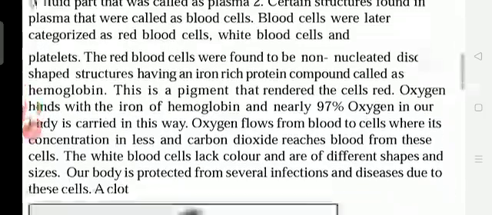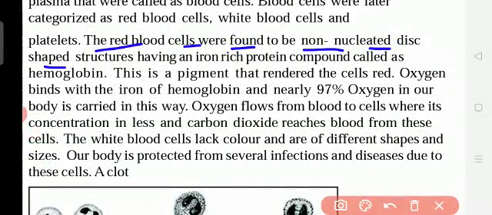Then here, the red blood cells were found to be non-nucleated disc shaped structures having an iron rich protein. It has the disc shape. A disc doesn't have a nucleus. Think of a CD, the round shape, that is called a disc. That's why we say it has the shape of a non-nucleated disc. So it is in round shape and it is red in color.